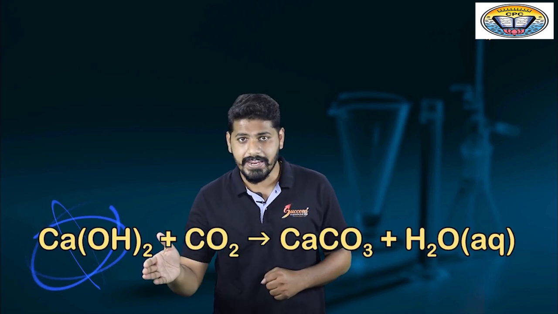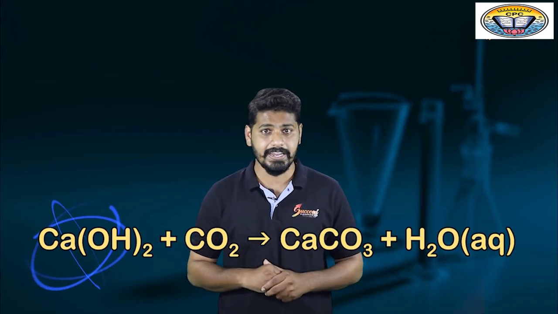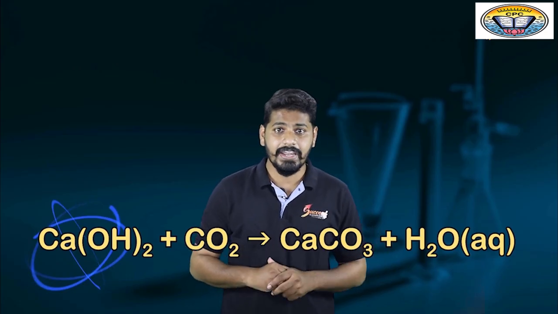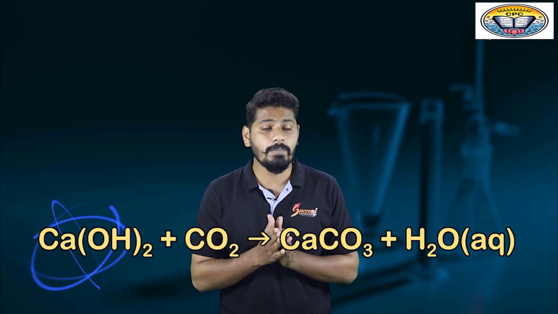Already I told you that when acid and the base react, it forms a salt, right? So non-metallic oxide is acidic. When it is reacted with a base, it forms a salt along with the formation of some amount of water. Let me give an example. When calcium hydroxide is reacted with carbon dioxide, it forms calcium carbonate along with the formation of some amount of water.